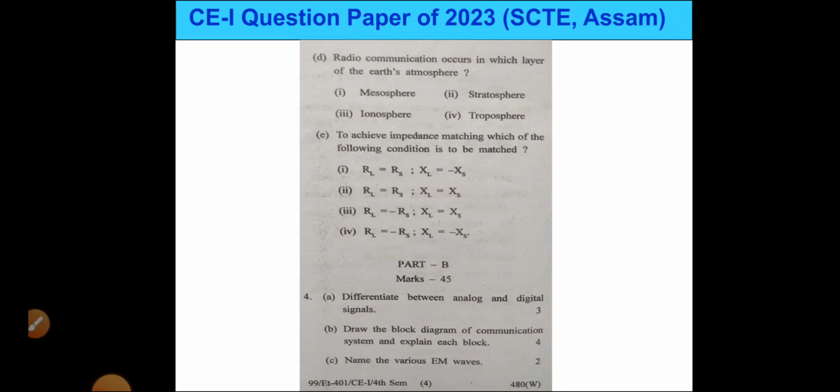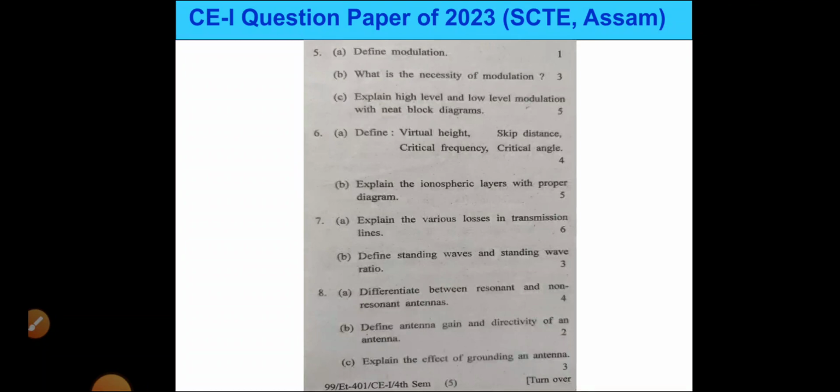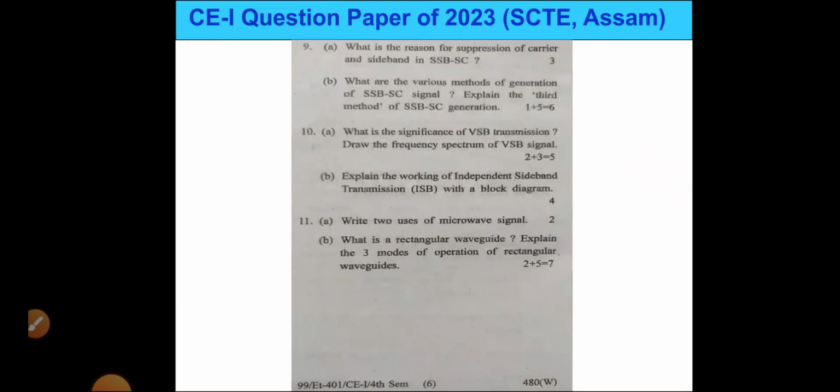So then part B, there are 45 marks. Differentiate between analog and digital signals. Draw the block diagram of communication system and explain its blocks. Name various EMOFs. Question number 5, define modulation. What is the necessity of modulation? 5C, explain high level and low level modulations with neat sketch and block diagram. So question number 6, 7, 8. So these are the questions. Here are also 9 and 10 questions.